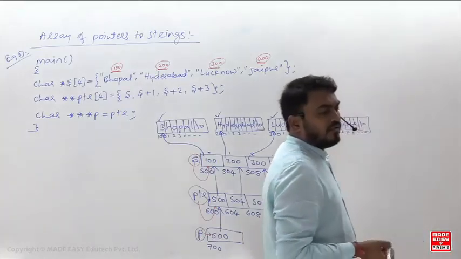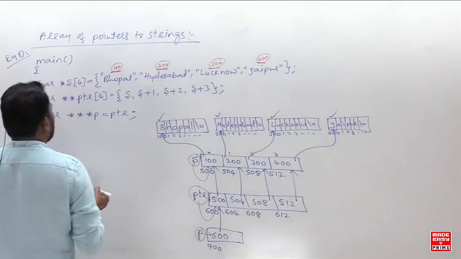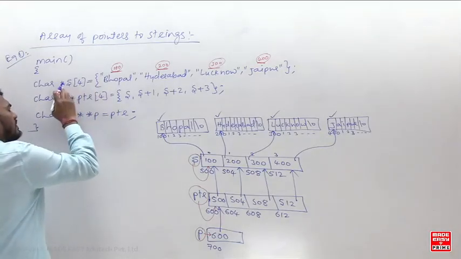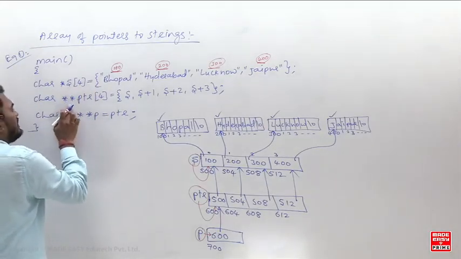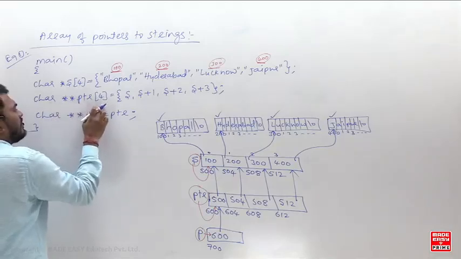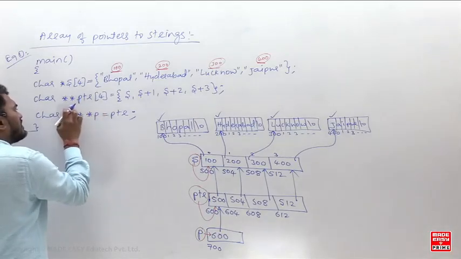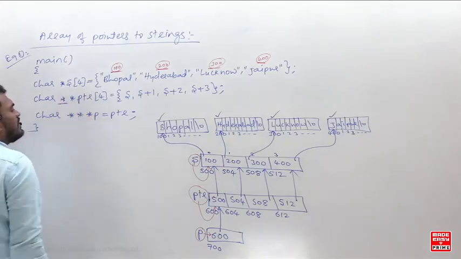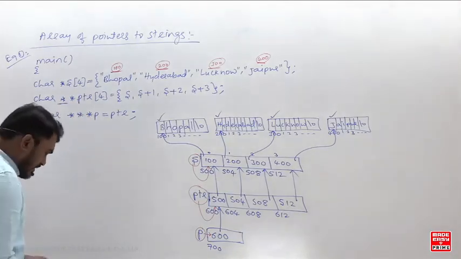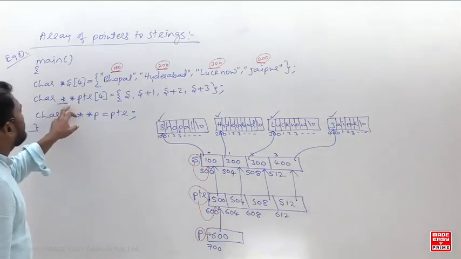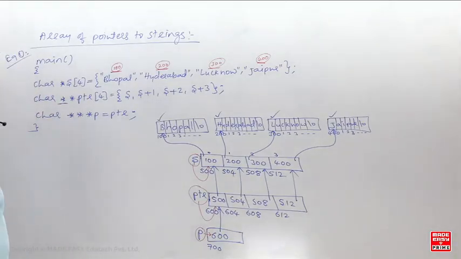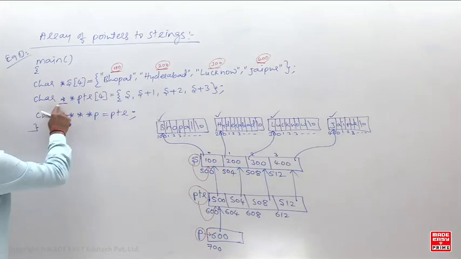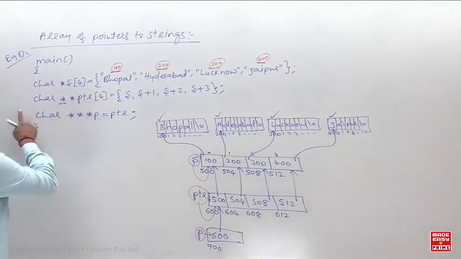Is that clear? Okay, fine. Very good. Because you are storing addresses, you declare it with a star. Now if you have char double star ptr of 4, with a double star here, and I remove one star, is it allowed or not allowed? That is not allowed. Please understand here.